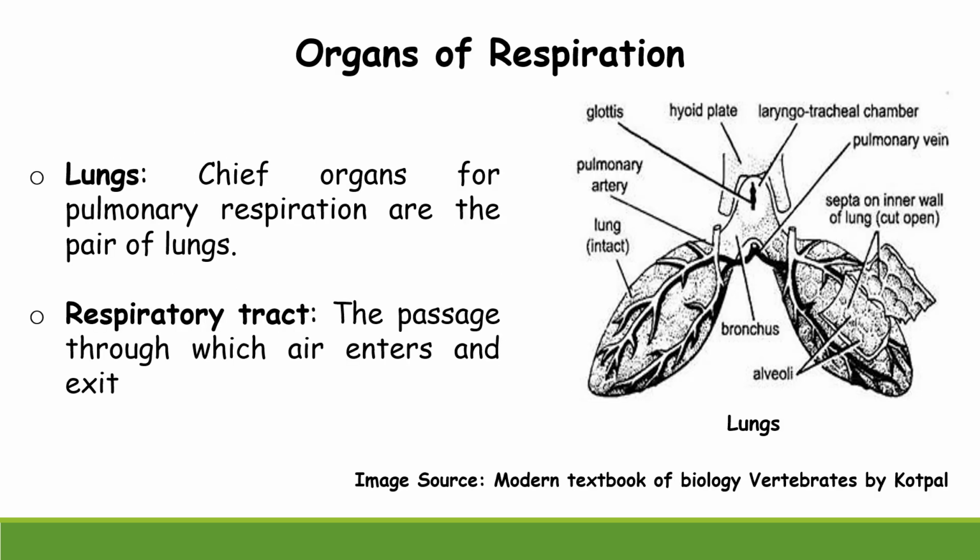So here in this class, we're talking about pulmonary respiration. So the organs of pulmonary respiration are lungs. The lungs are the chief organs for pulmonary respiration. So in frog, a pair of lungs are present, as we can see here in this diagram. A pair of lungs, almost slightly oval in shape. So this type of lungs are present, and the parts we're talking about are lungs and the respiratory tract. Respiratory tract is the passage through which the air enters and as well as exits back.